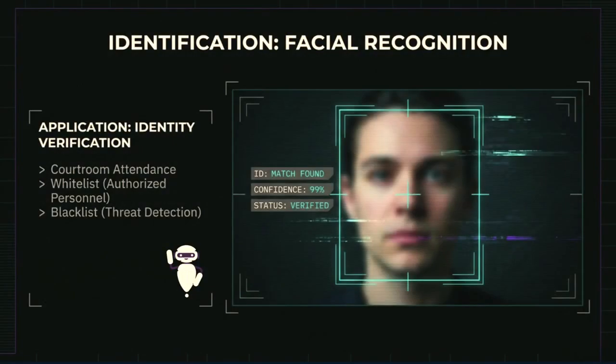Moving to the second pillar, which is analyzing people. The most direct application is facial recognition. We can use this technique for identification and verification, like tracking courtroom attendance, and making whitelists and blacklists of people authorized to enter the courtroom. But this is very uncommon in most countries because it goes against privacy laws in many countries, but some countries like China use this kind of technique to identify people in the courtroom.